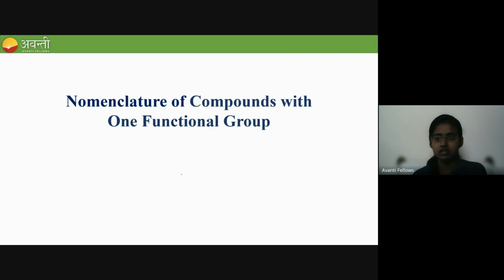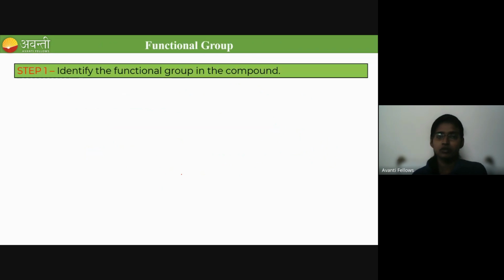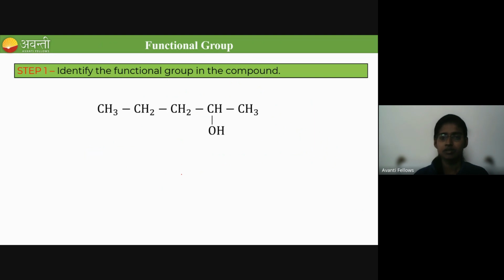Okay, so let's go. For compounds which have a functional group, step number 1 that you have to follow is to identify the functional group first. So, I'll give you a compound. Can you identify the functional group? Who is the functional group here? OH is the functional group. Very good. So, it is named as alcohol.